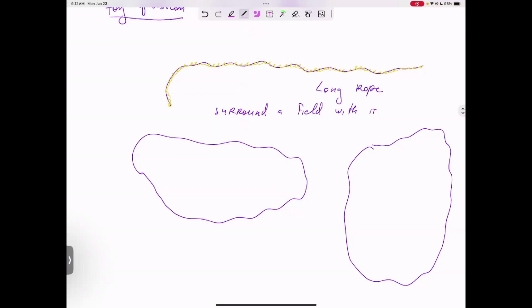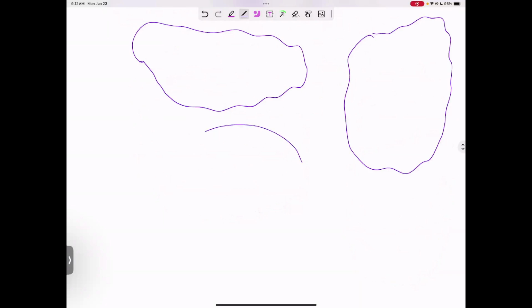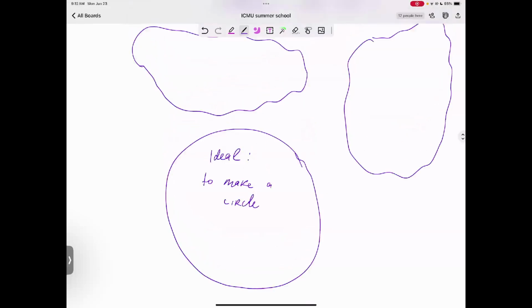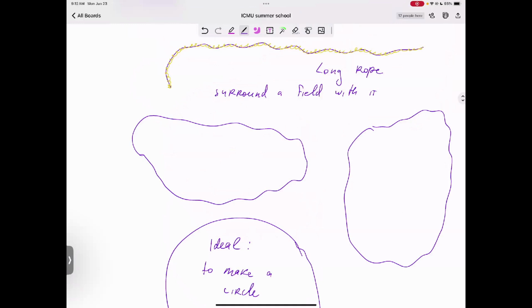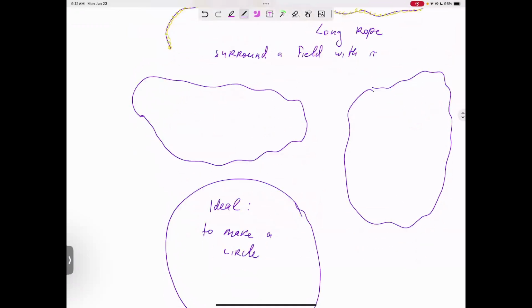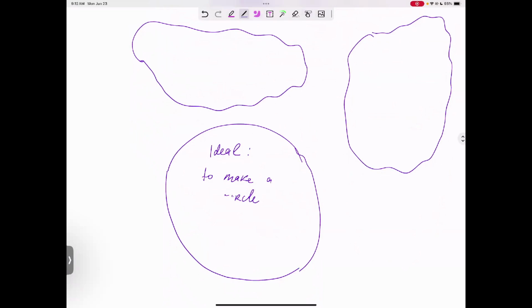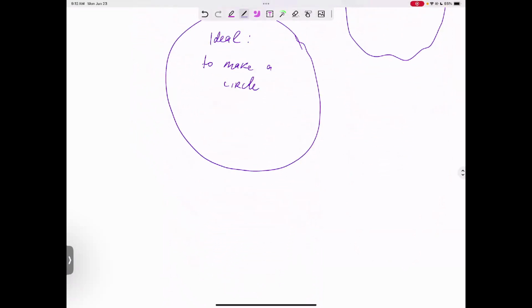Or, well, we're on the field, right? So you'd make a circle. So indeed, the best thing to do is, well, my drawing's not very good, but the ideal solution is to make a circle with this rope, because if you fix the circumference, the largest area will be that of a circle, or a disk, of all the shapes with the same circumference. And that is the content of the classical isoperimetric inequality.